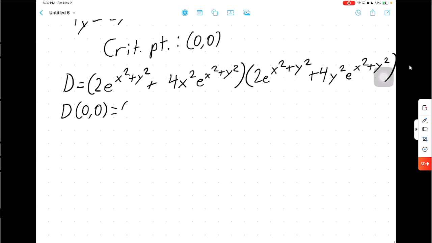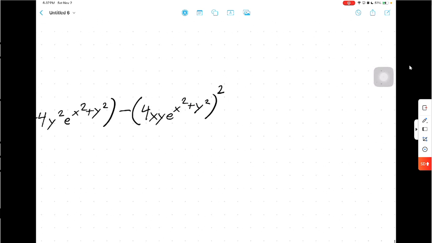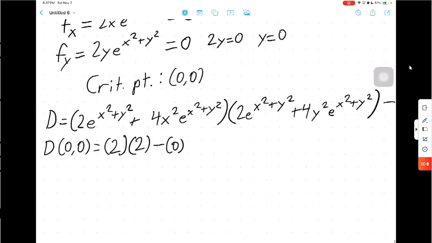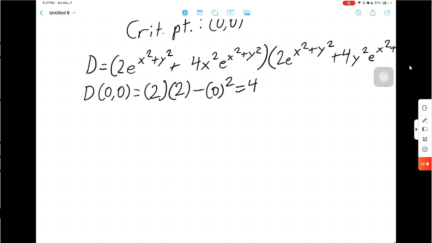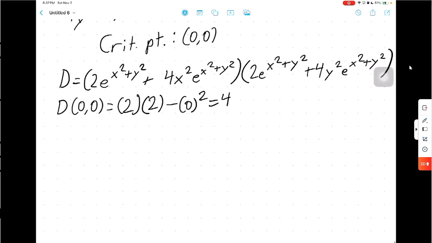The only thing that's going to survive on the first term is going to be the 2, because in the 4x squared, the x is 0, so that's going to kill it. And then x squared plus y squared is 0, so that's going to be a 1. Same thing with the other term, we're going to get a 2. And then this one just gets killed. So we get 4. Now, because this is bigger than 0 and fxx is bigger than 0, 0, 0 is a local minimum.